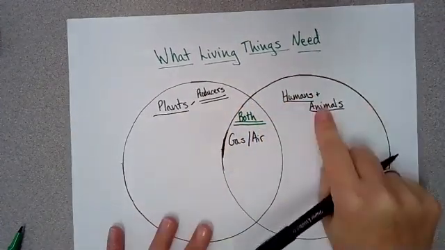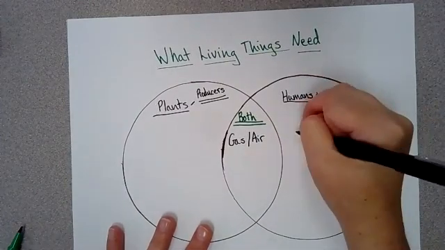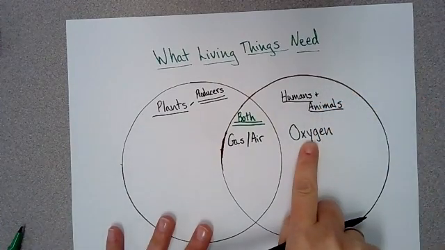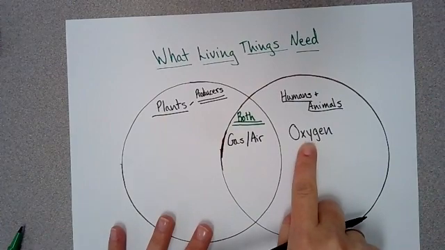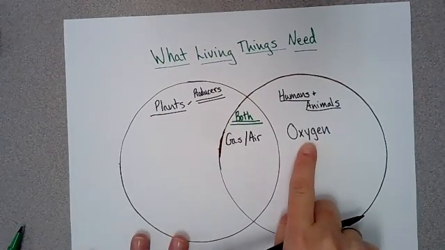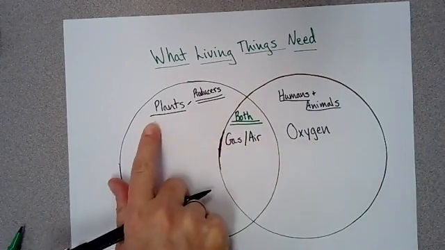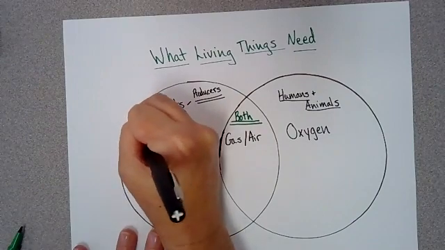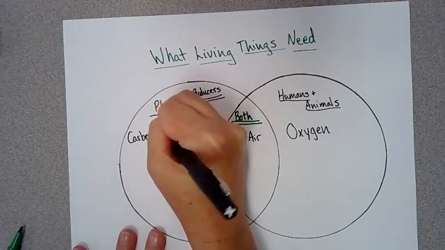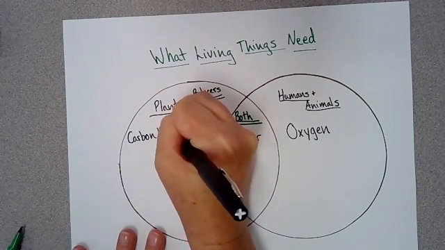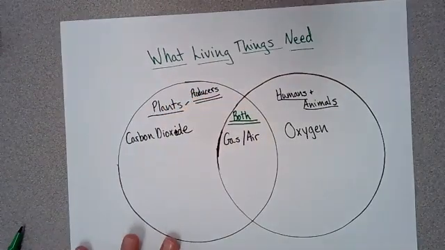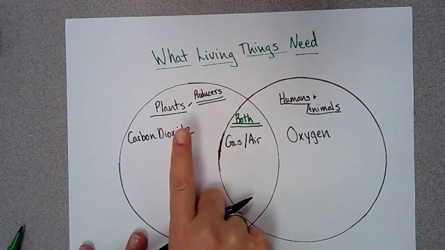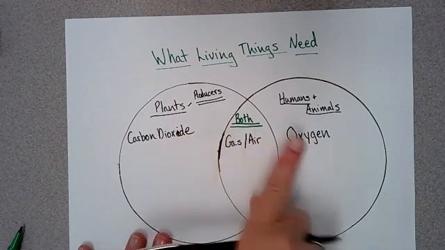Now, you know that humans have to have oxygen. We have to have oxygen to breathe in, and when we breathe out, we release carbon dioxide. Now plants are the opposite. Plants take in carbon dioxide. That's what they need to live. And they expel oxygen. So we breathe in oxygen and put out carbon dioxide, and plants take in carbon dioxide and release oxygen.